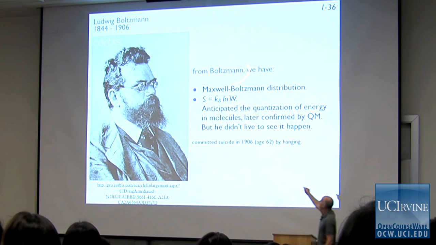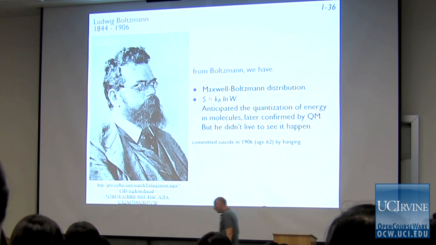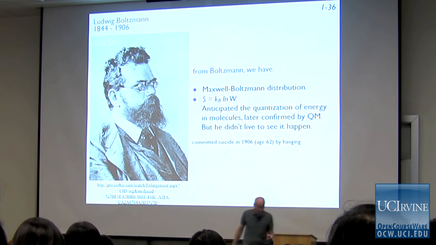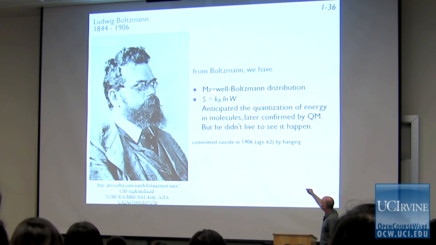Boltzmann, cantankerous character, volatile, prone to depression, eventually hung himself when he was 62 years old because he got so depressed at one point in time. Depression is a terrible disease. Maxwell-Boltzmann distribution, right, pretty central to thermodynamics and statistical mechanics. S equals K log W.